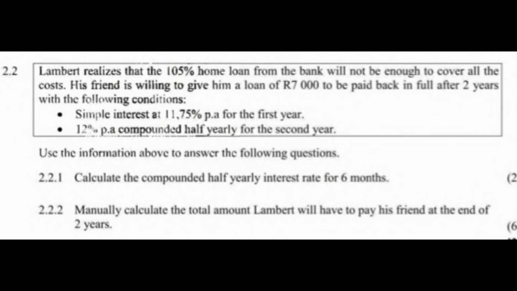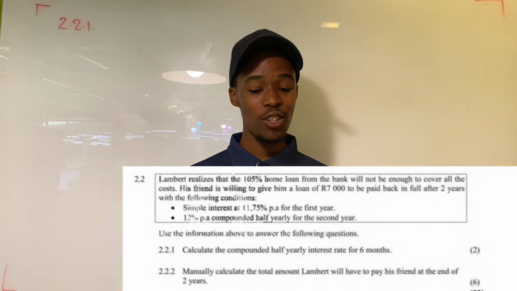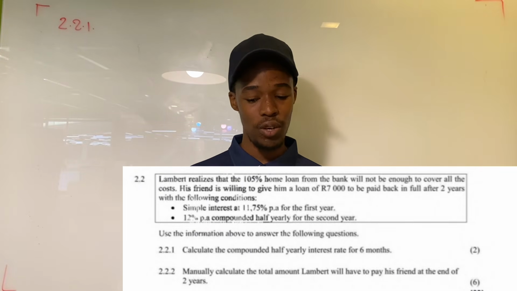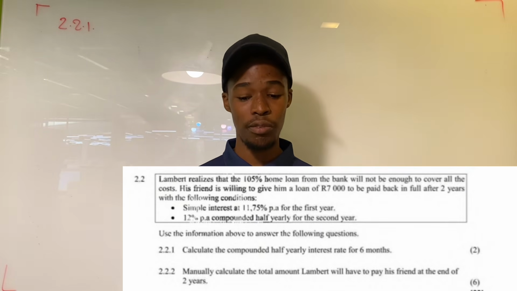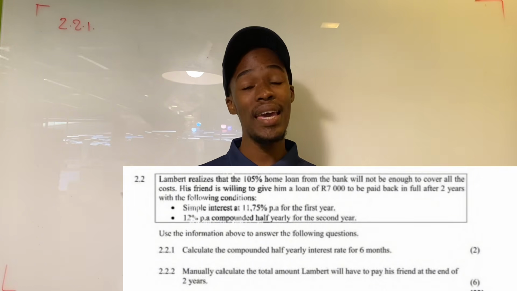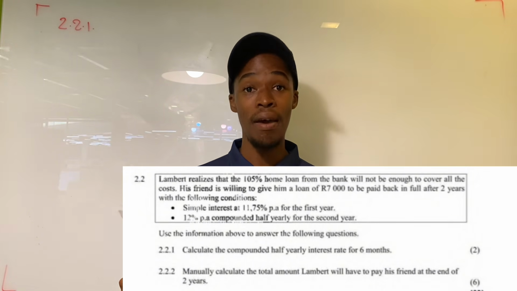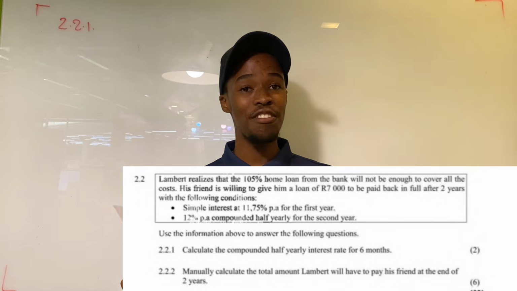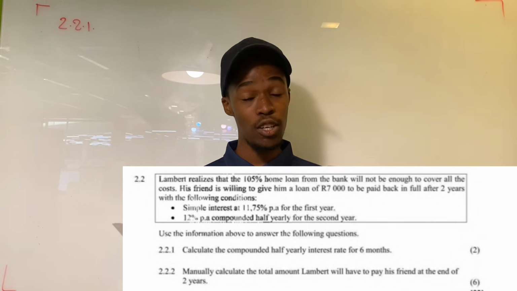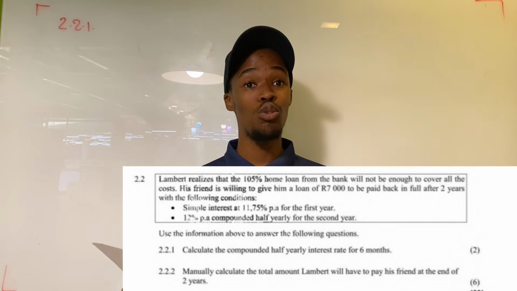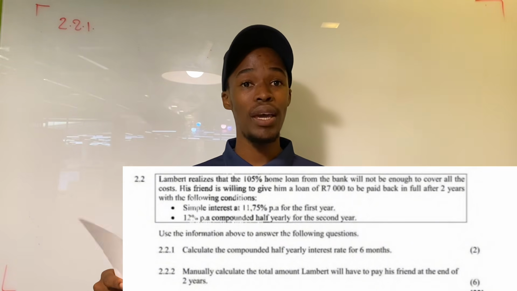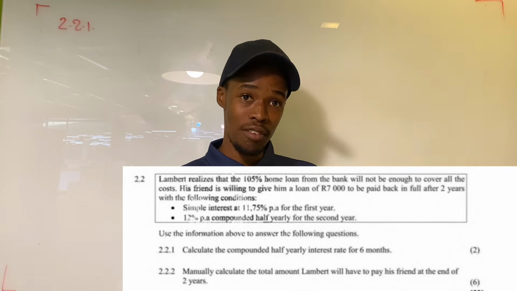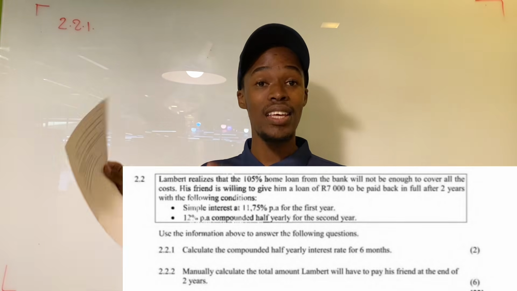So the first question reads as follows. The question says, calculate the compounded half-yearly interest rate for 6 months. So going back to the conditions there, the second condition, we've been told that he has to pay 12% per annum, which means 12% per year. But that 12% is compounded half-yearly, okay? So that means that 12% has to be divided into 2 because it's half-yearly. He will pay it half-yearly, like he will pay for the first half of the year and second half of the year.